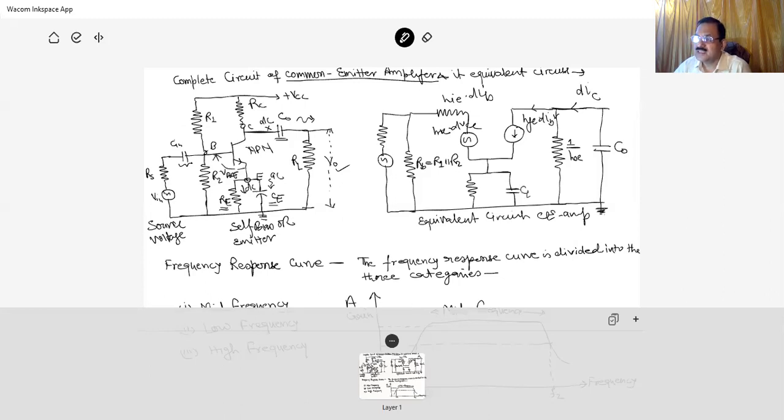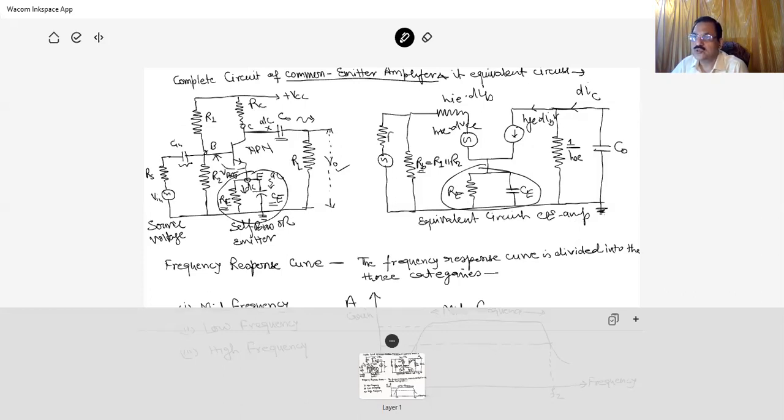Here this part is CE, and this is RE, as in the case of self biasing. So the self biasing part is attached as it is in this equivalent circuit. This is rarely used in equivalent circuit representation, but if the problem is given to draw the equivalent circuit of the complete common emitter circuit, then we have to add this one. This RB is the parallel combination of R1 and R2.